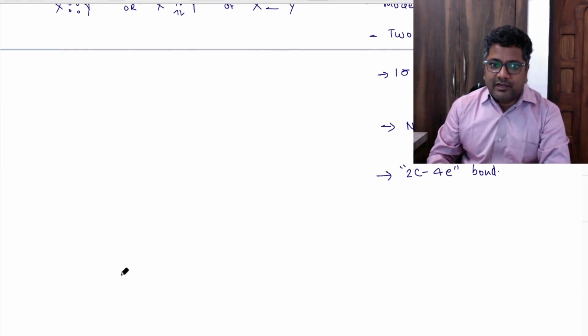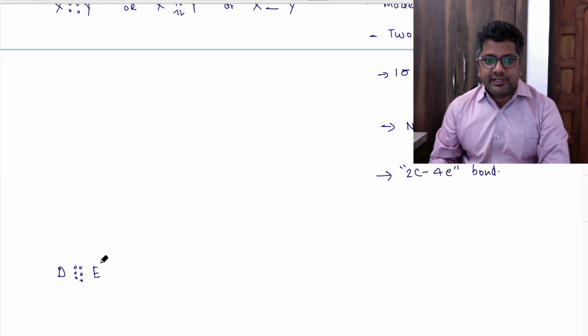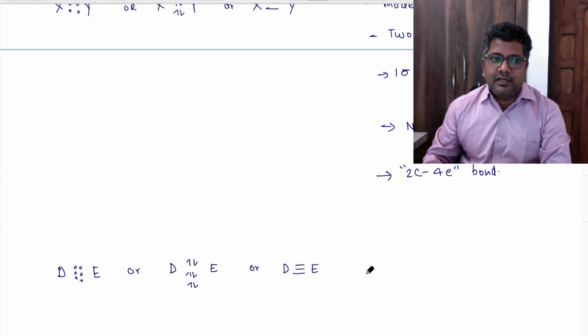Now one more possibility we can see. D and E: suppose that three electrons are mutually shared, right? So how to represent this? Another way of representation, D and E. How many bonds? One bond, two bond, three bond. So you can write D triple bond E, right?